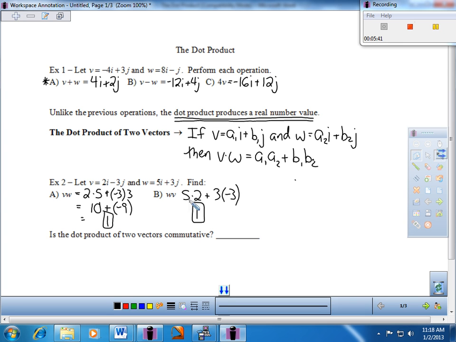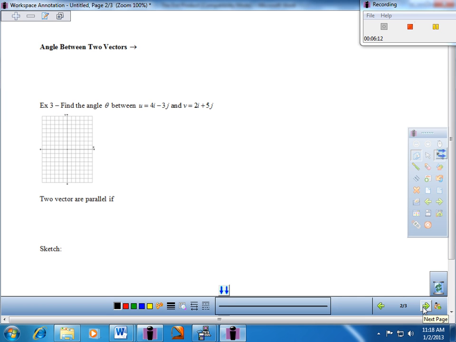So when we have two vectors, just long story short with this, and then we can move on, it says, is the dot product of those two vectors commutative? Meaning, does the order matter in which we place them? No. So in this case, of course, it is commutative. V times W is the same as W times V. Just like real number multiplication. Okay, nice. Well, let's go ahead on to the next piece here and get into a little trig.